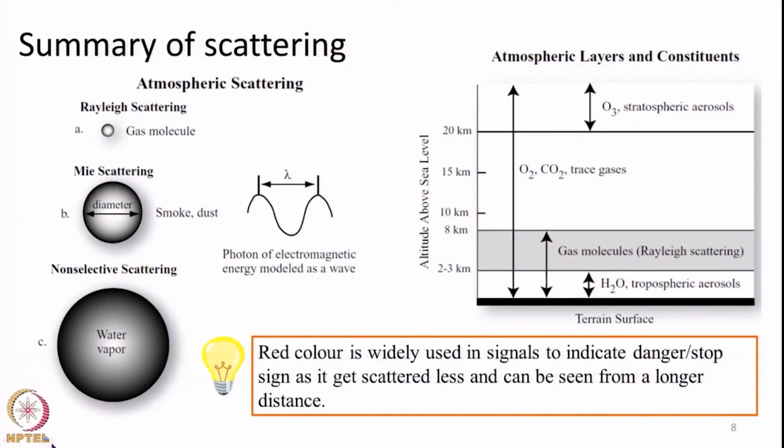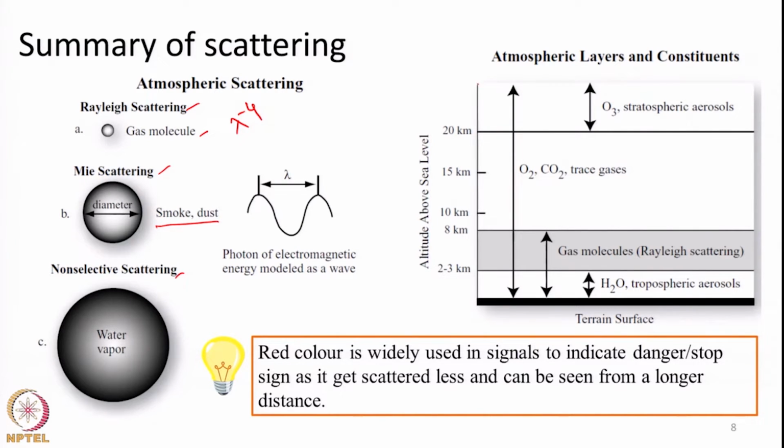Just to do a summary of scattering. Scattering is of 3 types: Rayleigh, Mie or non-selective. The primary particles that cause Rayleigh scattering are gas molecules. For Mie scattering it is dust or smoke, and for non-selective scattering it is water vapor, ice crystals, etc. Rayleigh scattering varies with wavelength. Non-selective scattering and Mie scattering are relatively non-dependent on wavelength, especially non-selective scattering.